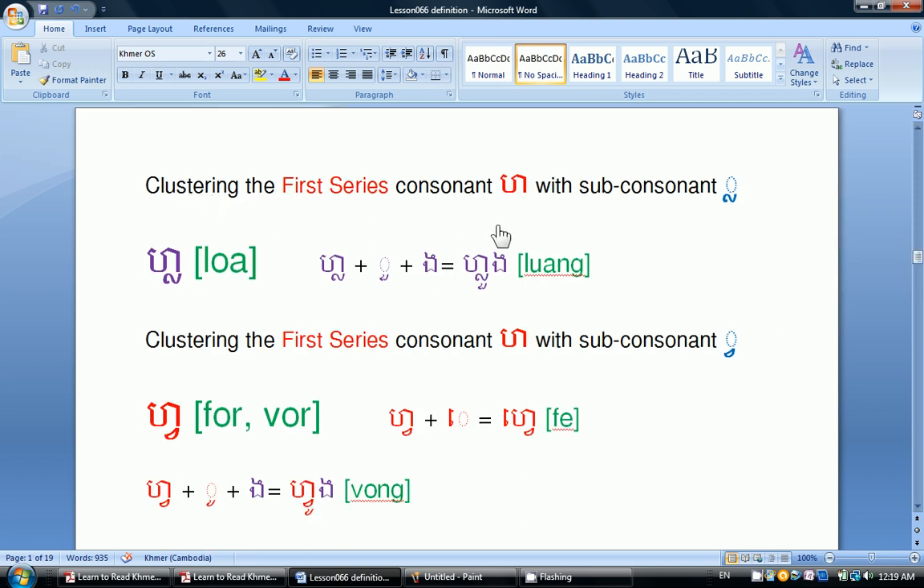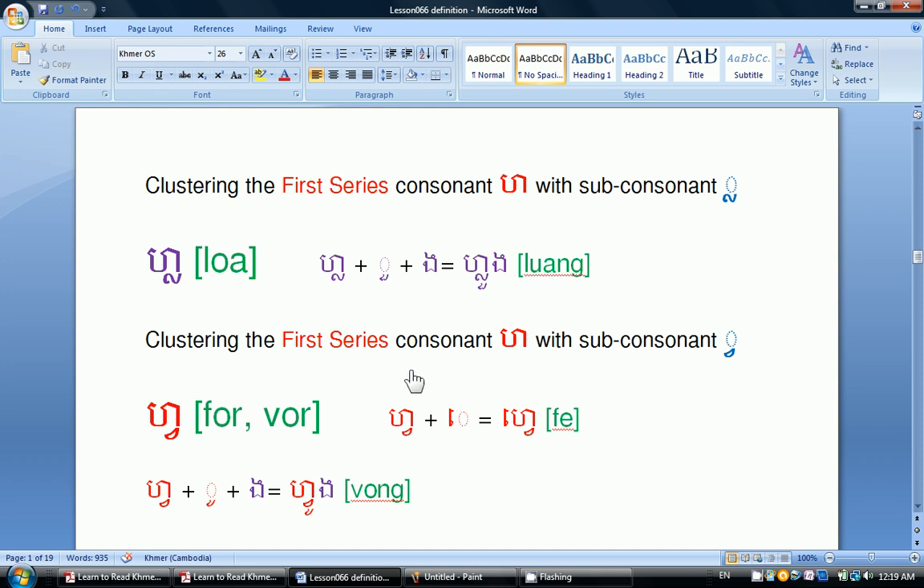Clustering the first series consonant ha with subconsonant law. This is a unique situation where the initial consonant ha is silent, so it's left to read as just the subconsonant law. So ha chung law, we just sound the law.